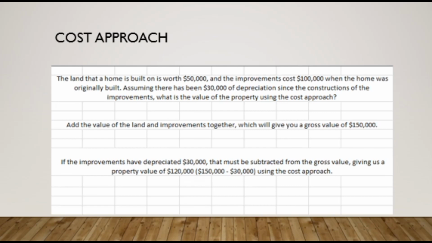Add the value of the land and improvements together, which will give you a gross value of 150,000. If the improvements have depreciated, we'll say 30,000, that must be subtracted from the gross value, giving us a property value of 120,000, which would be the 150,000 minus 30,000 using the cost approach.